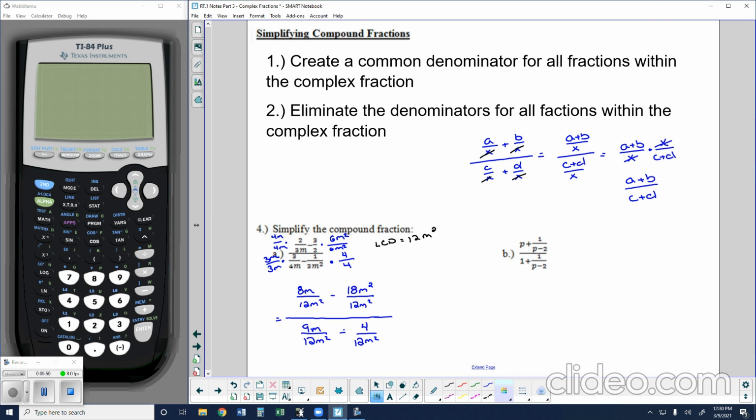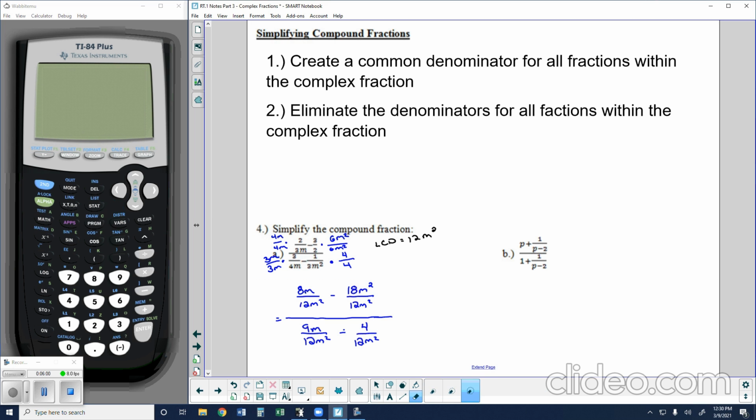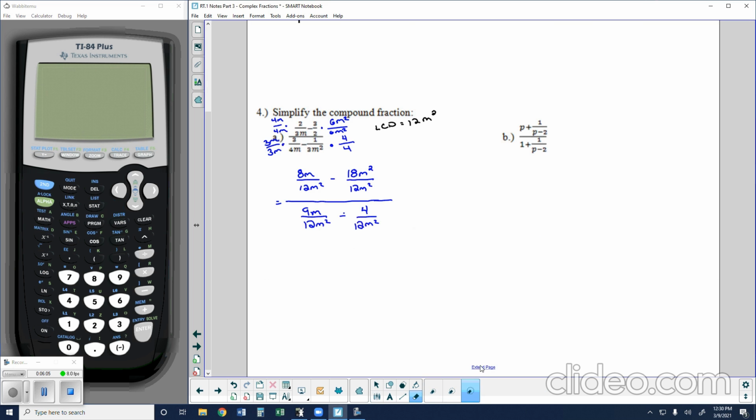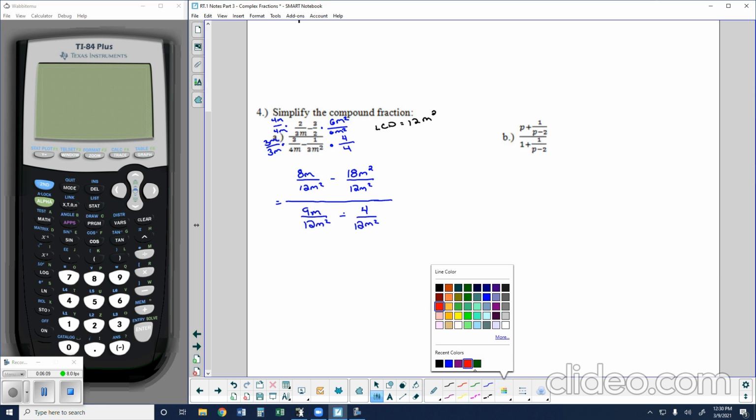That would be a plus b in the numerator over c plus d in the denominator. So we can essentially take this step here as a shortcut to working through simplifying the numerator and simplifying the denominator, and then multiplying by the reciprocal. So what I could do at this point is essentially, again, eliminate the denominators.